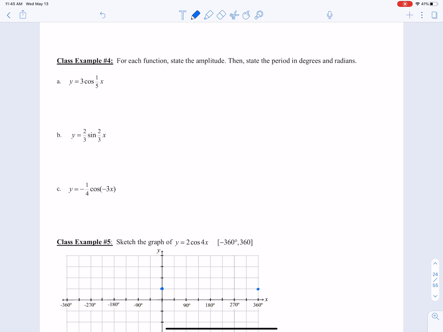All right, question number 4. For each function, state the amplitude, then the period in degrees and radians. All right, so if I have y is equal to a sine bx, or y is equal to a cos bx, we know that a is our amplitude and b affects our period, because a is your vertical stretch and b is your horizontal stretch. But they're not asking for those, so we're just going to deal with amplitude and period.